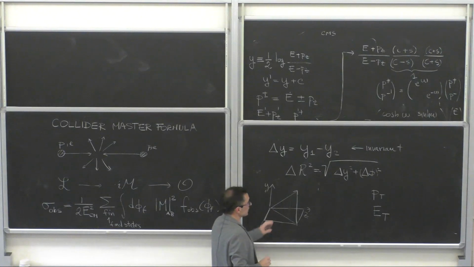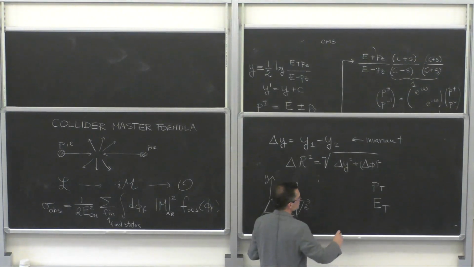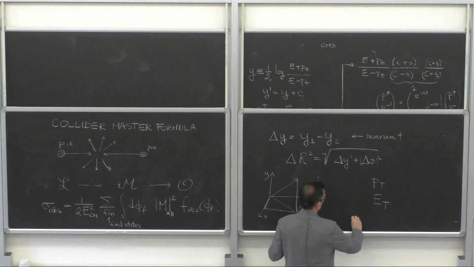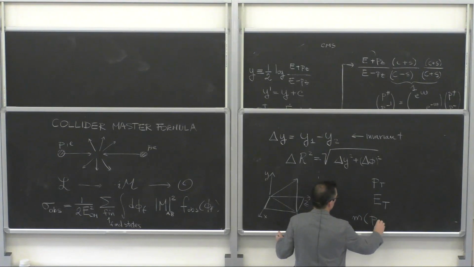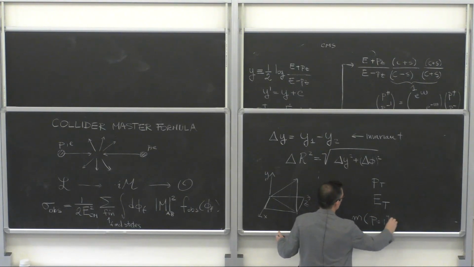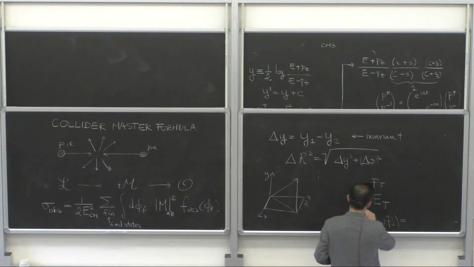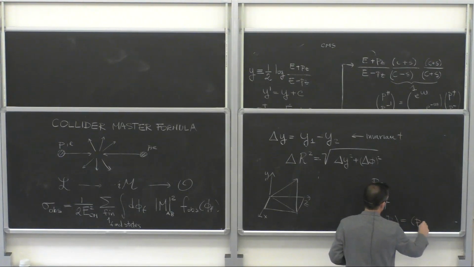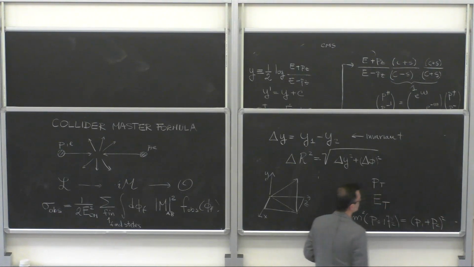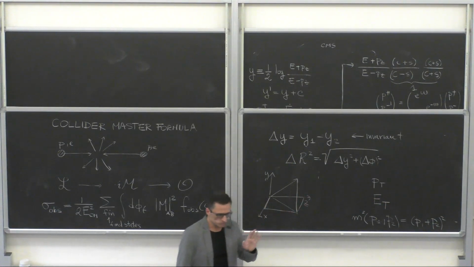And then we can also build, as we said yesterday, invariant masses. If we measure all the momentum, the energy, and the direction of a particle, I can also build quantities like the invariant masses, which are Lorentz invariant. Okay.